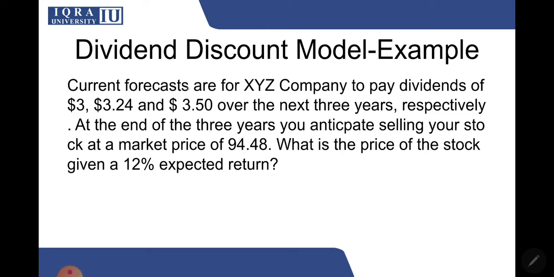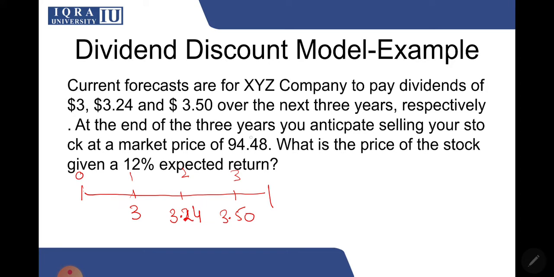Current forecasts are for XYZ company to pay dividends of 3, 3.24 and 3.5 over the next 3 years respectively. So they have told you the dividend stream. So I'm going to make a timeline: 0, 1, 2 and 3. A dividend of 3, 3.24 and 3.50 over the next 3 years.